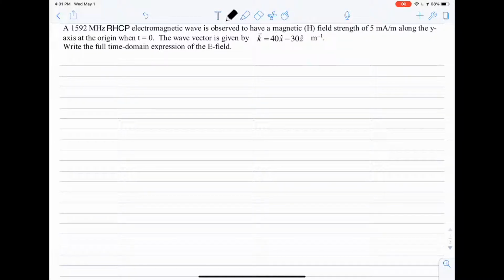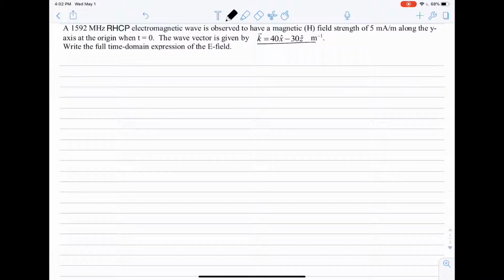Today we're going to be working on problem 2 from the midterm, but instead of left-hand circular polarization, we have right-hand circular polarization. The question states a 1592 megahertz right-hand circularly polarized electromagnetic wave is observed to have a magnetic field strength of 5 milliamps per meter along the y direction at the origin when t equals 0. The wave vector is given by this equation. Find the full time domain expression of the E field.